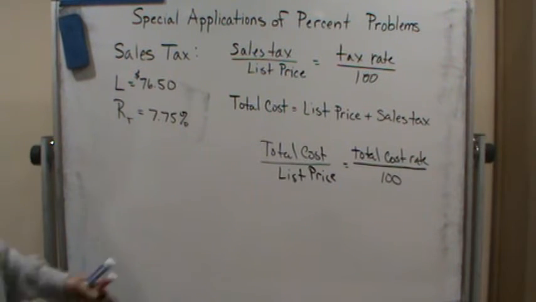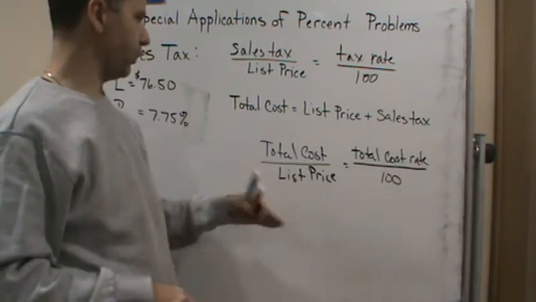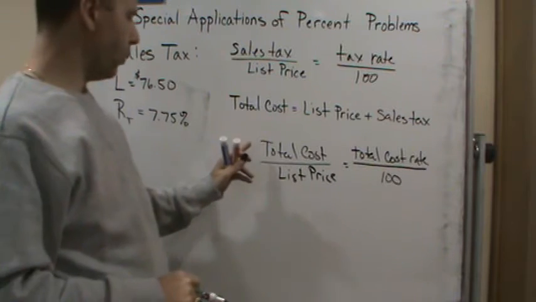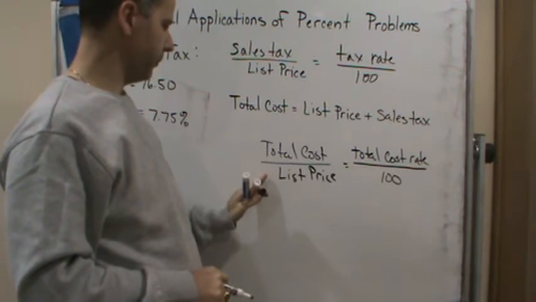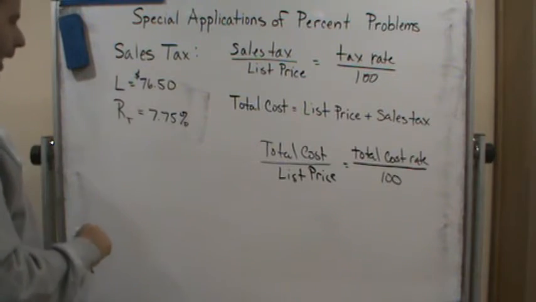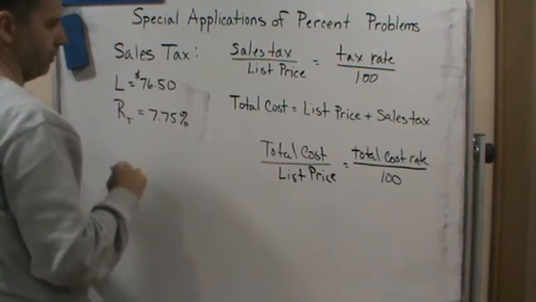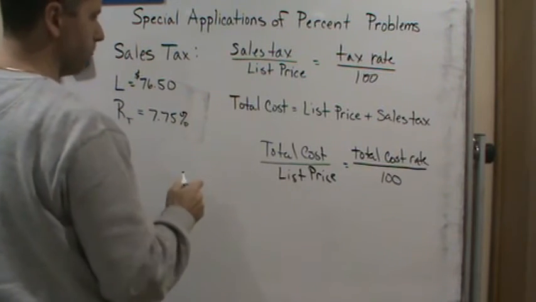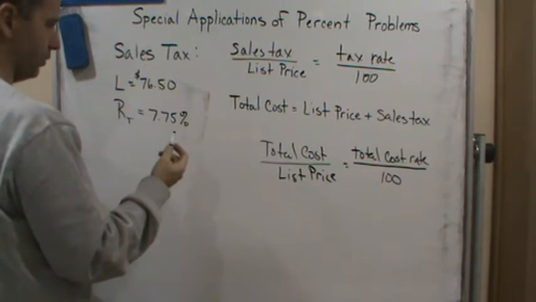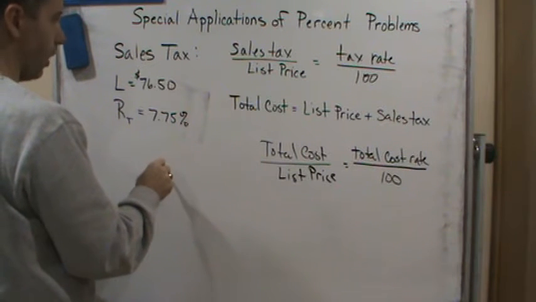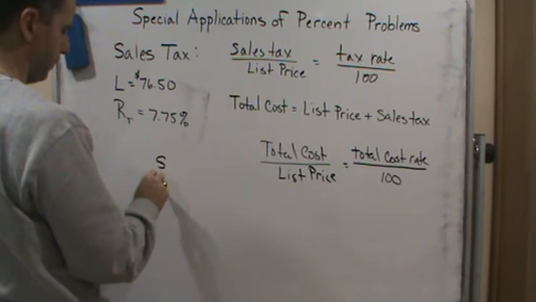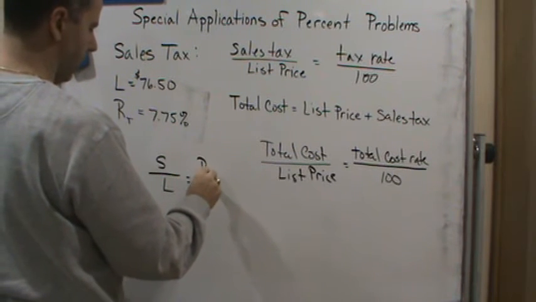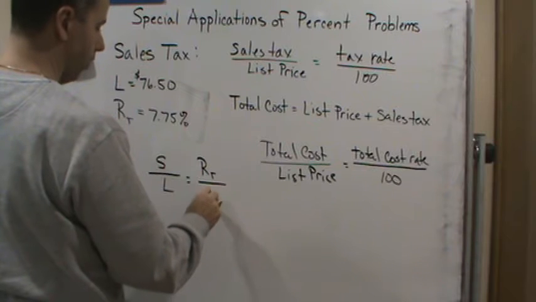Well, it's going to be what? The list price plus the sales tax. So we need to figure out what the sales tax is, or we want to know what the total cost is. So let's do this one first. Okay? So we're going to use sales tax over list price. And so the sales tax, we don't know. That's what we're trying to figure out. So I'm going to write this as S over L is equal to R sub T over 100.